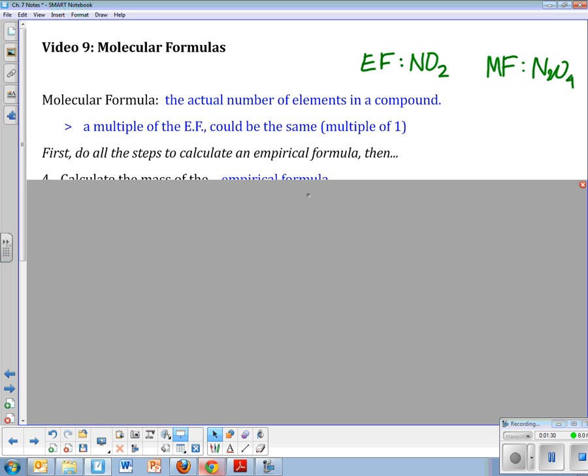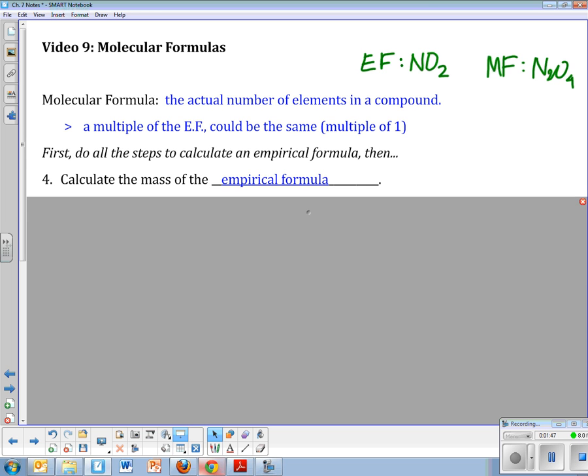So the first thing you need to do to calculate your molecular formula is actually find your empirical formula. You can't find out how many times it's multiplied if you don't know what that starting thing is. So those steps 1 through 3 for your empirical formula are what you do first. So that's why these steps are numbered starting with 4.